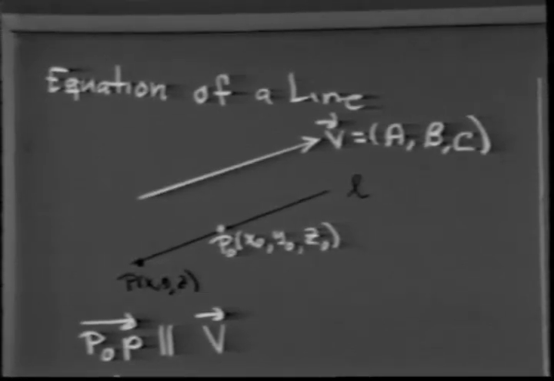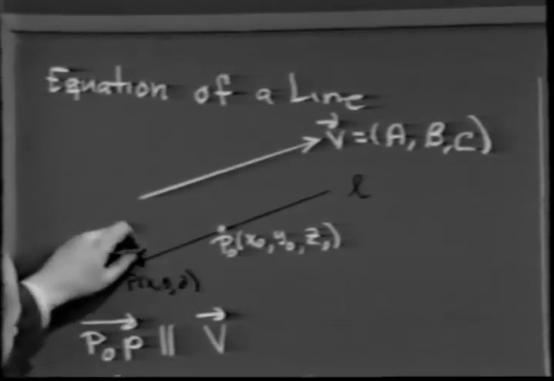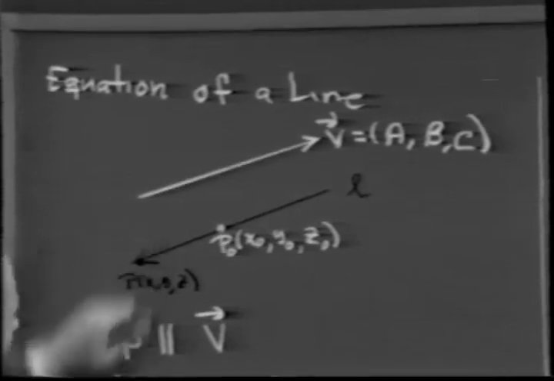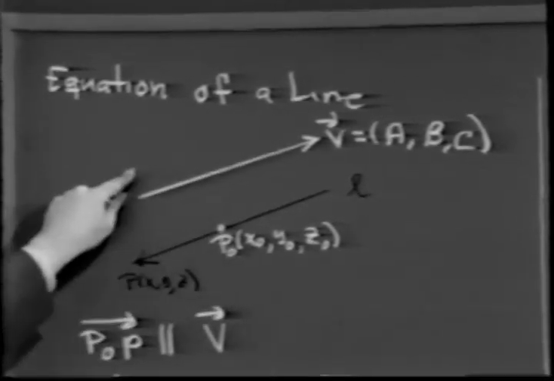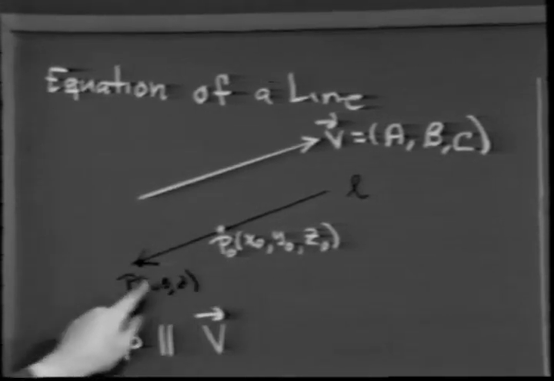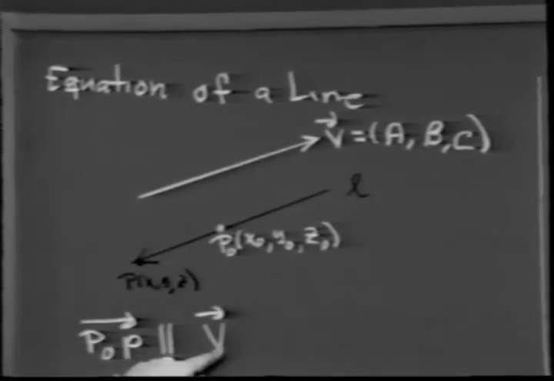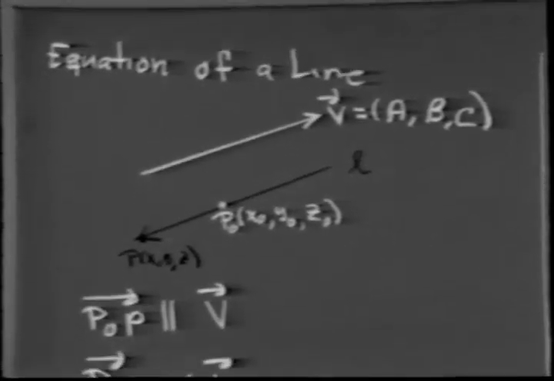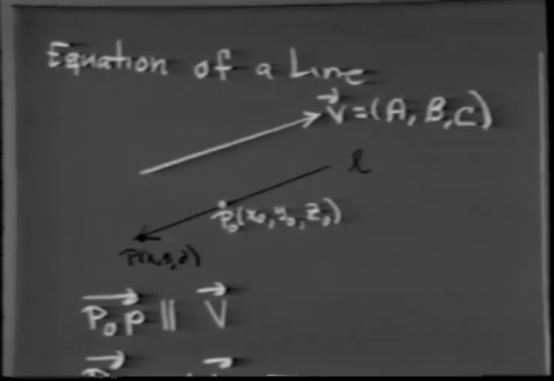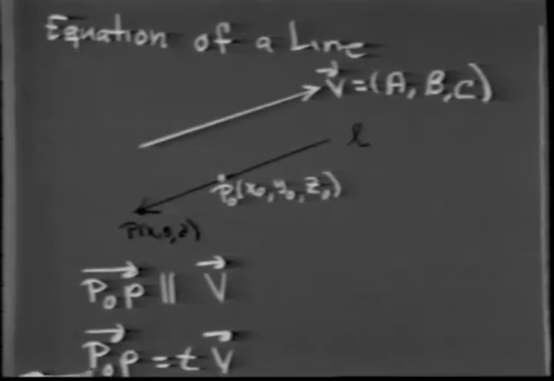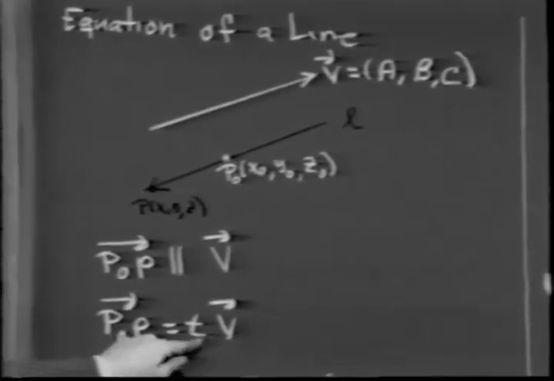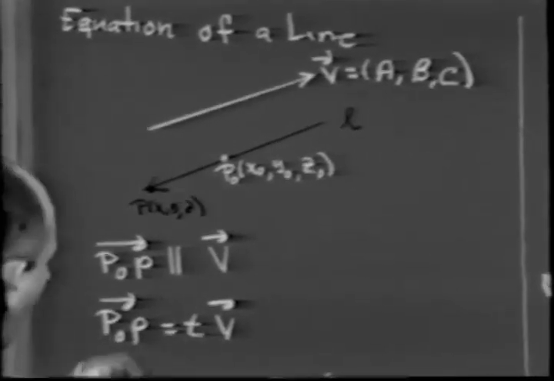What does it mean if the point P is on the line L? If the point P is on the line L, since we want to use vector methods, let's simply observe that since L is parallel to v, the vector P0P, being parallel to v, must be a scalar multiple of v. That's what parallel means for vectors, scalar multiple. So P0P is equal to some constant t times v.